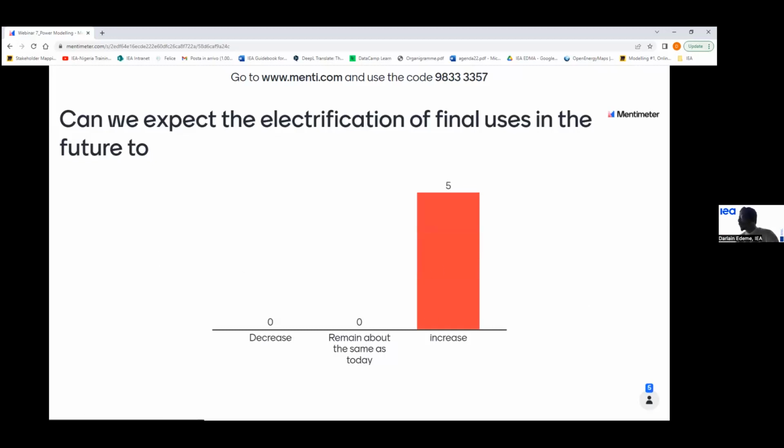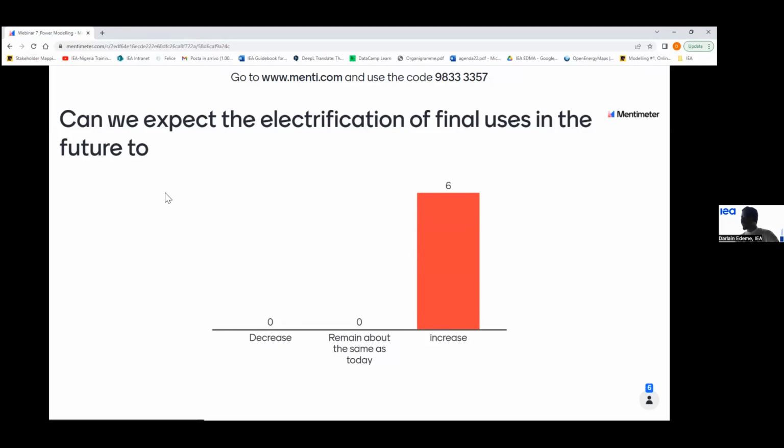Okay, so I see 4 or 5 answers. This was a really simple question, but the idea of this question was really to have you keep in mind that we are going to a process of the electrification of all sectors, but in particular also final uses. So the correct answer clearly was increase.